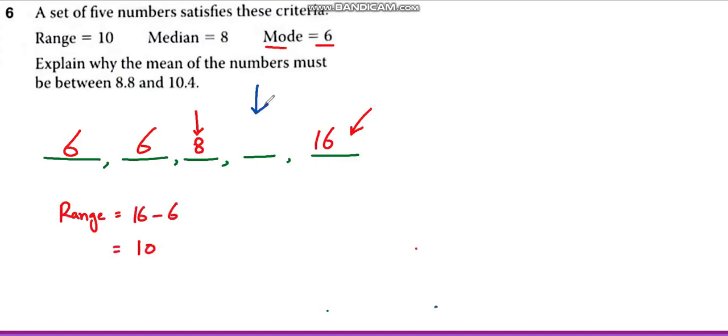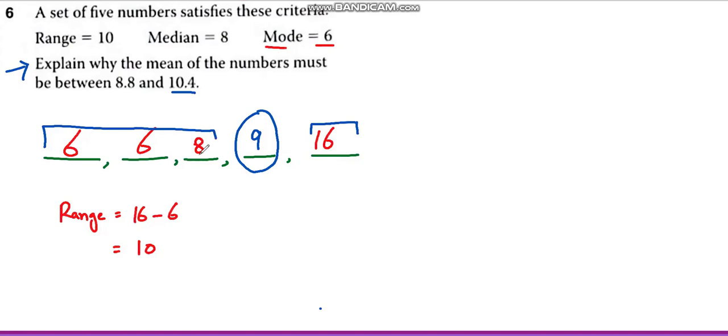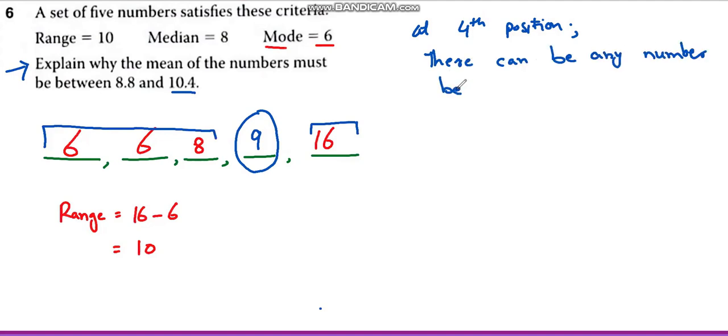Now we have to decide this remaining number. And this remaining number can be any number between 8 and 16, because any number between 8 and 16 satisfies the condition, meaning it maintains the ascending order. I'm taking 9 here. Now let's explain why the mean of numbers must be between 8.8 and 10.4. Basically, the first 3 numbers and the last number, the 5th number, are fixed. We cannot change these numbers, because by changing them, we cannot satisfy our condition. But the number at the 4th position can be varied. So at the 4th position, there can be any number between 8 and 16.